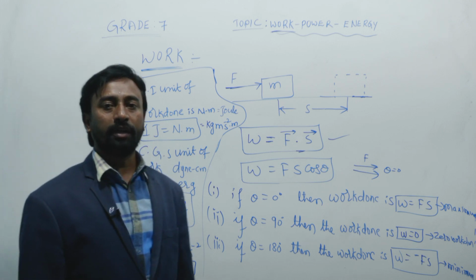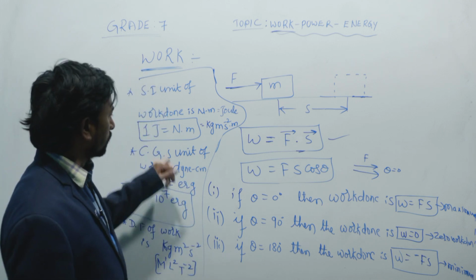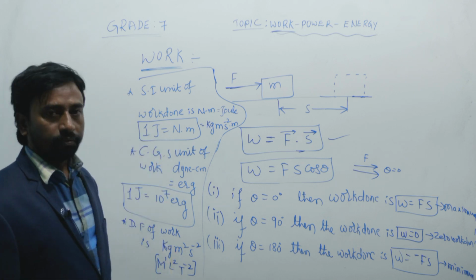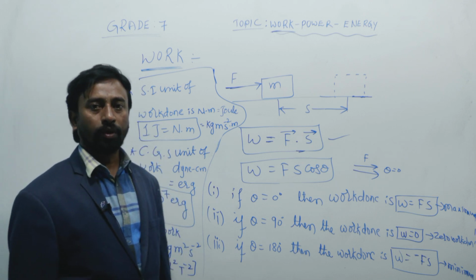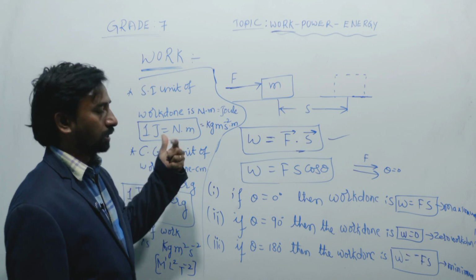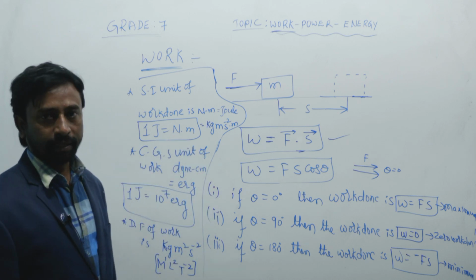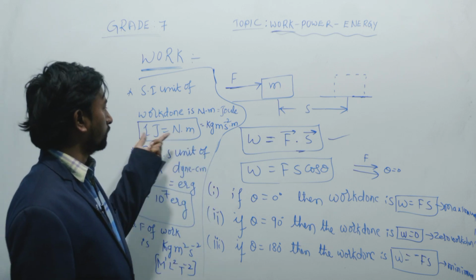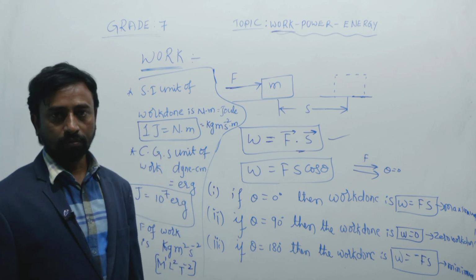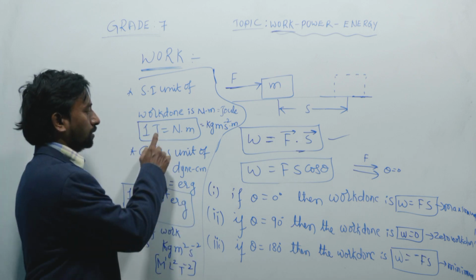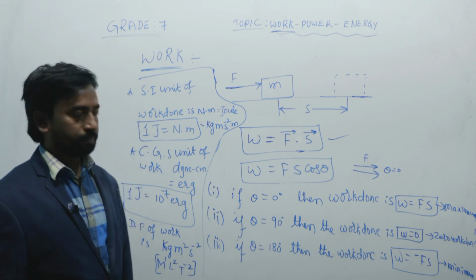Okay, now the joule can be defined as: if a force of 1 Newton is applied on a body and the displacement of the body is 1 meter, then we can say the work done on the body is 1 joule. That is the definition of the joule.